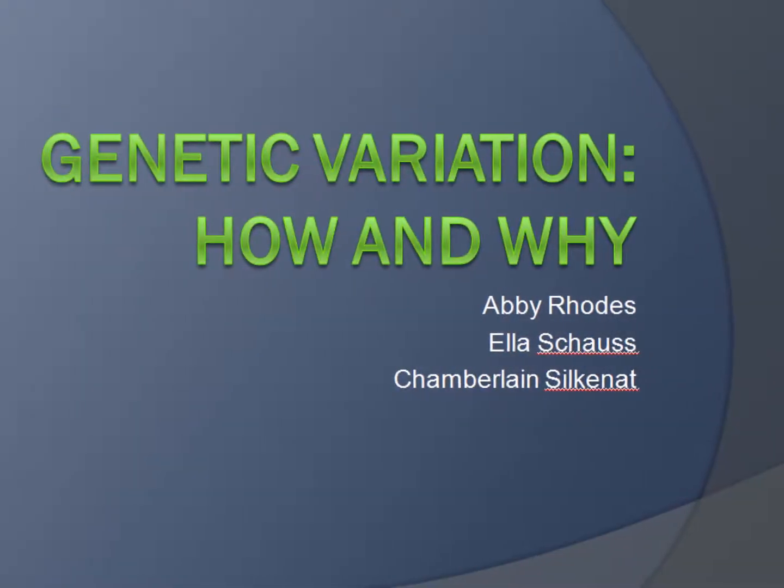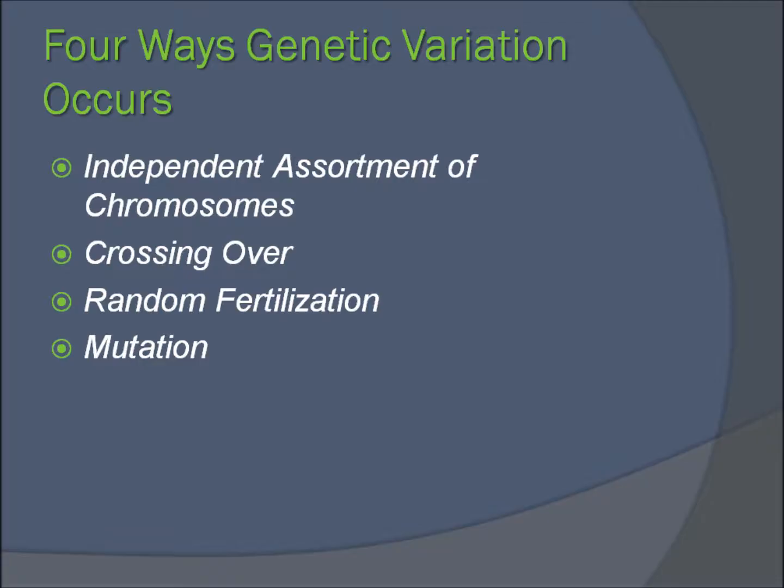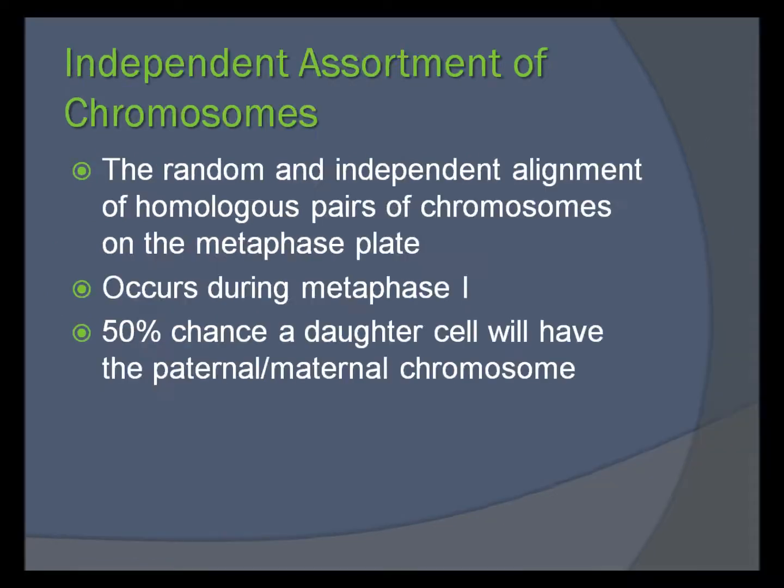Genetic variation, how and why. There are 4 ways that genetic variation occurs: independent assortment of chromosomes, crossing over, random fertilization, and mutations.